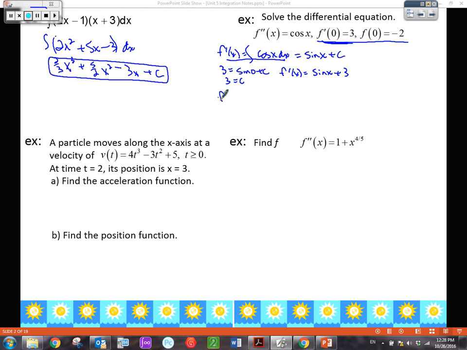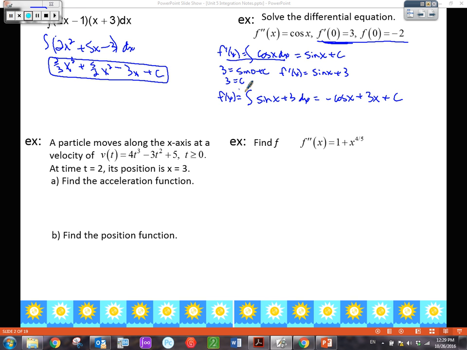Okay, so let's find our next one. We're going to find the position. So f of x is going to be the integral of f prime, and f prime is sine x plus 3 dx. So let's think. What would we have taken the derivative of to have gotten a positive sine? That would have to be a negative cosine, wouldn't it? Because it would have to be negative. So negative cosine x plus, and then the integral of 3 is 3x, plus c.